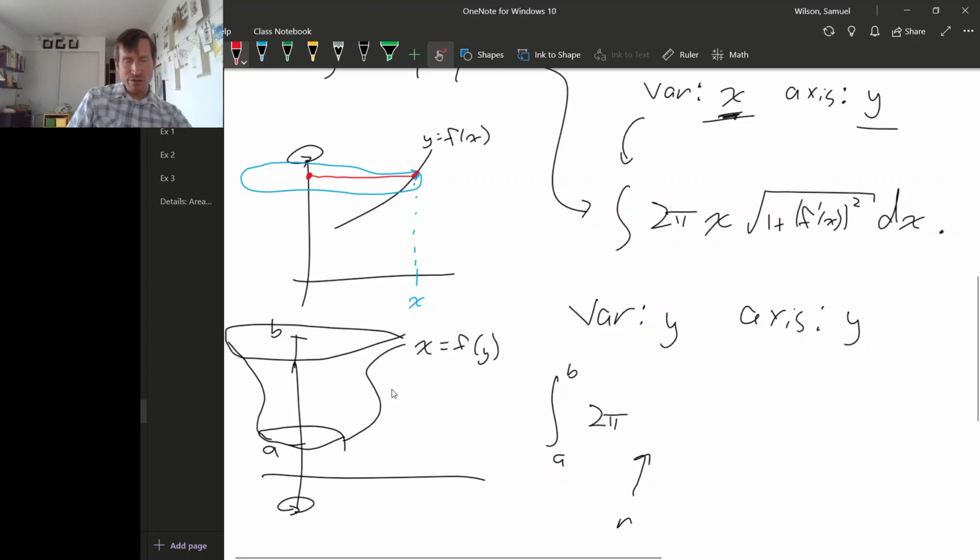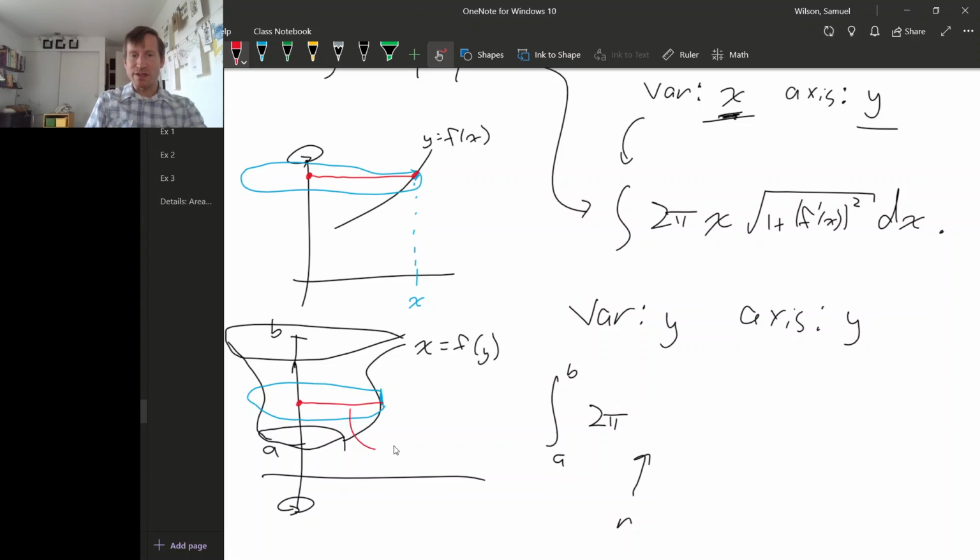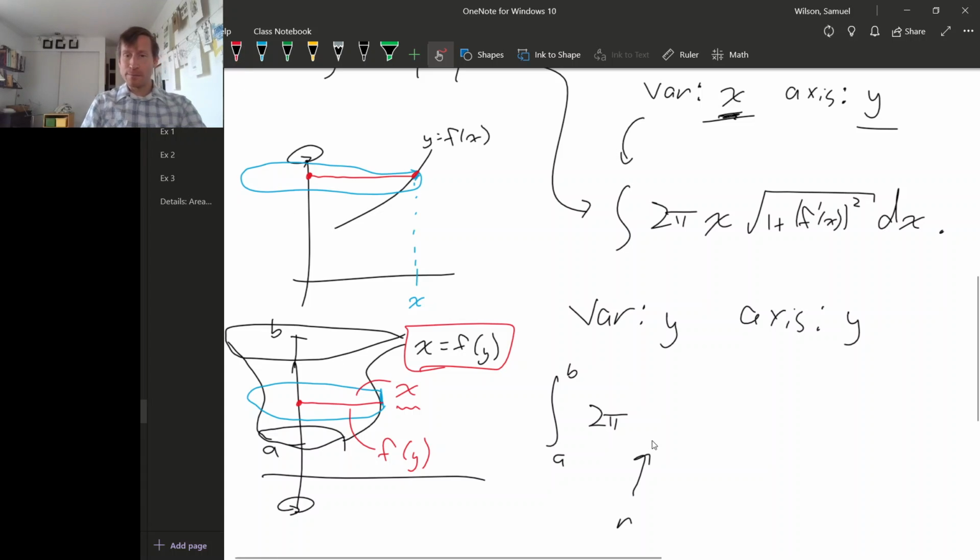And in this situation, when we have a speck of arc length here, it rotates around this circle, and the radius of that circle is this red length, and the length of this is f of y, right? Really, the length of this is x, but we're writing everything in terms of y, and so we have to write x in terms of y, and that's what the function does. It writes x in terms of y. So the radius here is f of y.